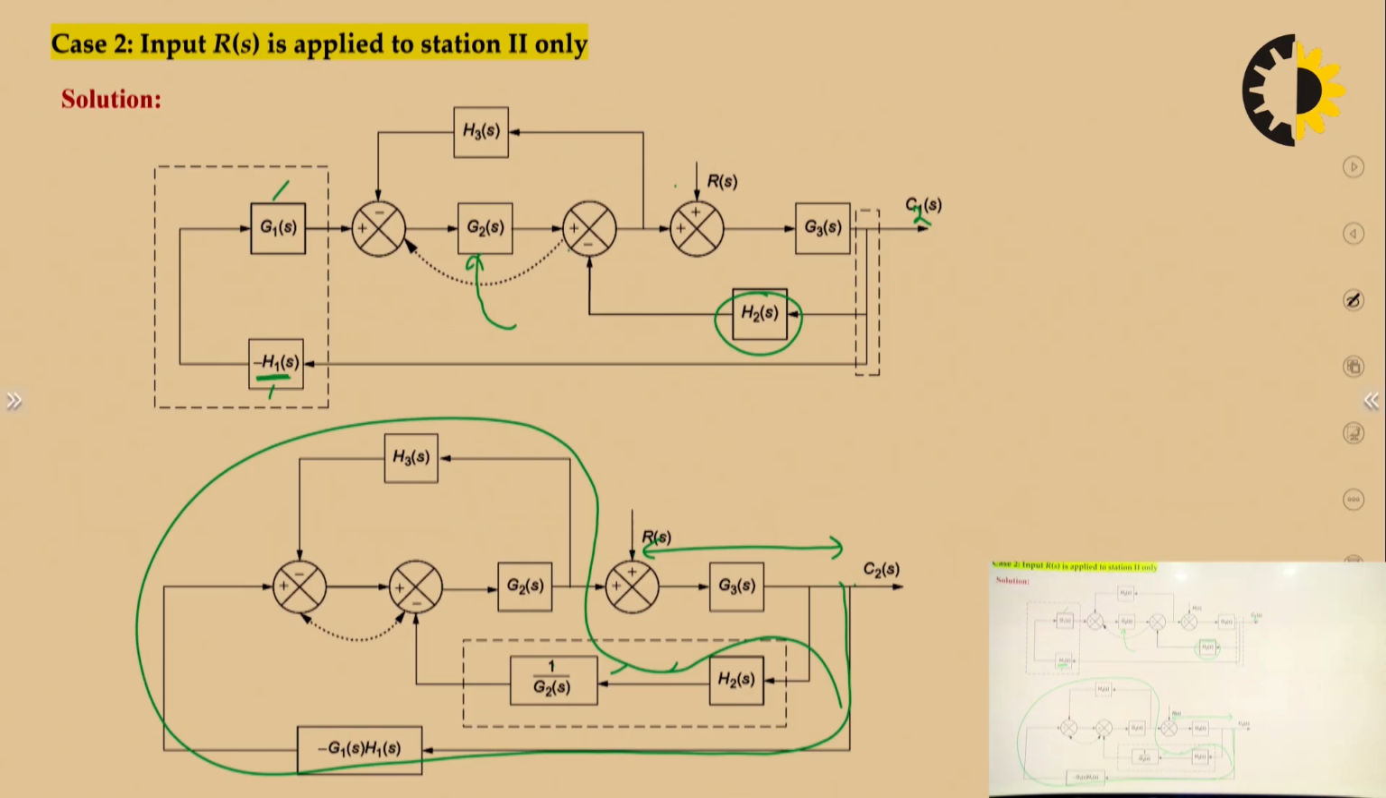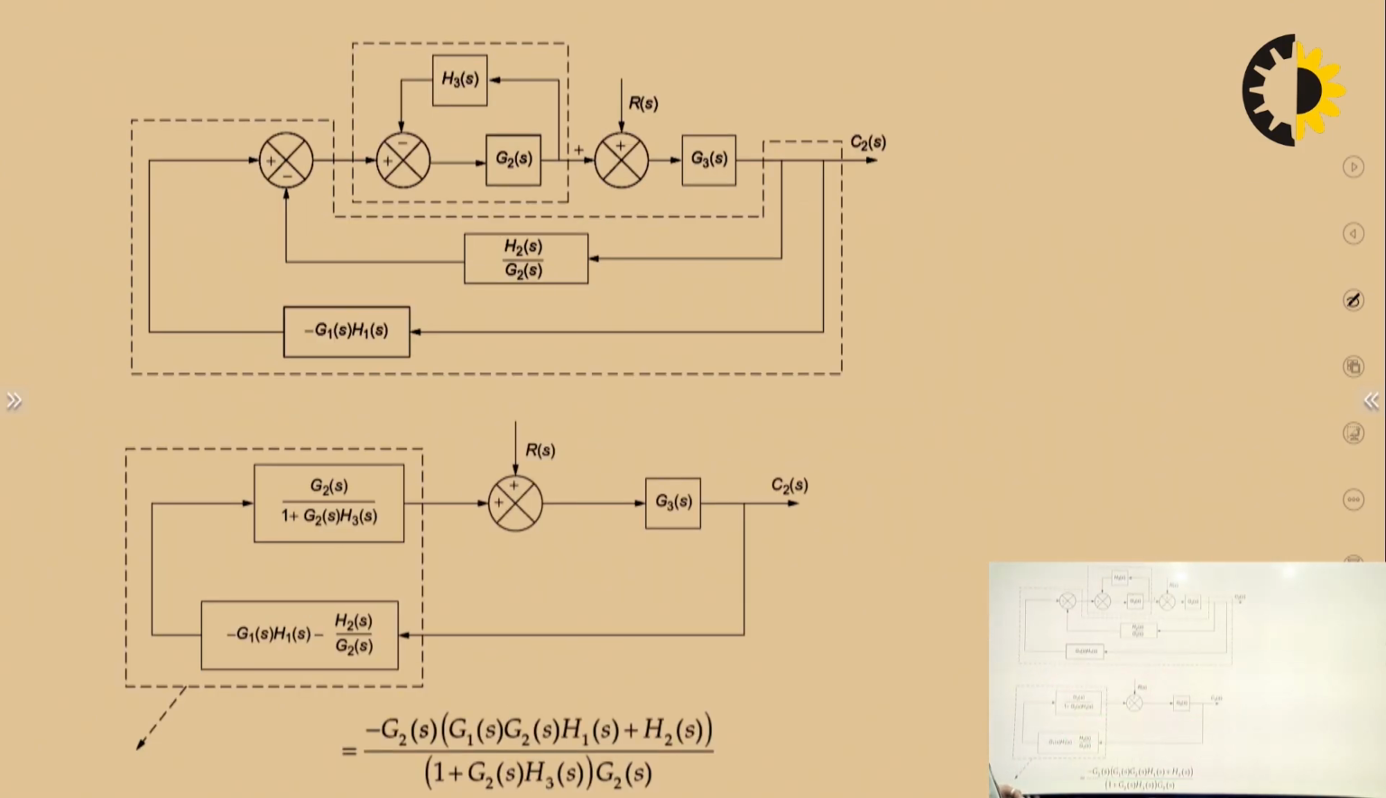Now there is a rule in the block diagram reduction technique: if there are two summing points adjacent to each other and there is no block in between them, we can interchange those summing points. So we are moving this summing point here and this here. How do we benefit from it? We can separate the loops. After doing this, this will be the situation.